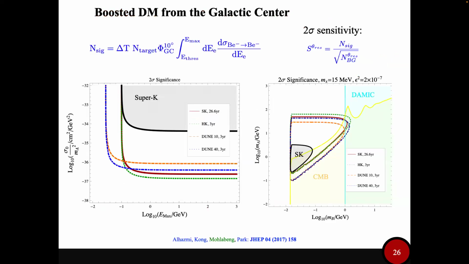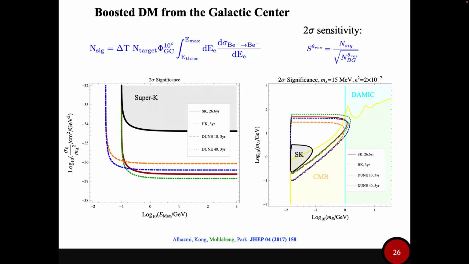And so in a paper that we wrote quite a while ago, we looked at these kinds of signals where the signal number of events is given by the flux that I calculated before, and some differential scattering cross-section with electrons. And I'm going to look at a simple signal over square root of background estimation. And this is what I get. So this is actually setting the sensitivities of all these experiments, where I'm looking at the scattering cross-section of the B's with the standard model as a function of the maximum energy that I expect inside my detector.